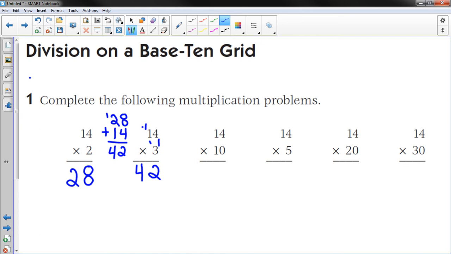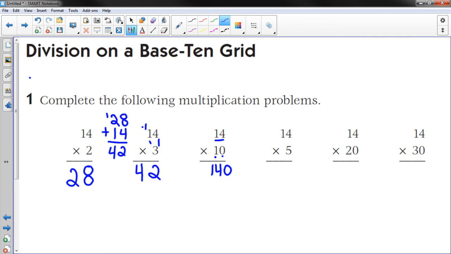14 times 10, I know it's 140. Do you guys know that trick there? Basically, 14 times 1, that's 14. And you have 10 of those now, 10 14s. So you would have 140. You're basically moving the place value by 1. You're increasing it by 10. So 10 times 14 is 140. I hope that made sense to you at home.